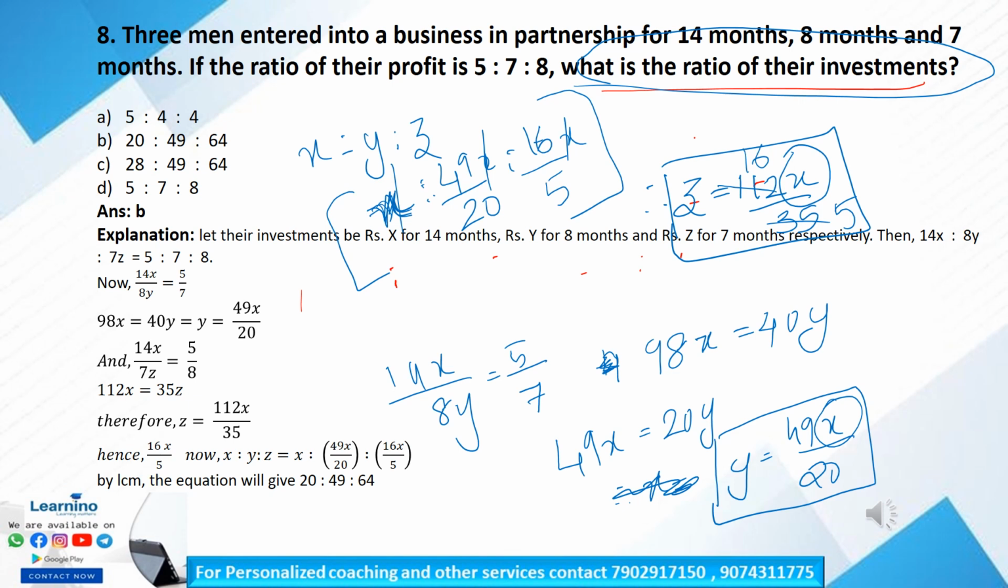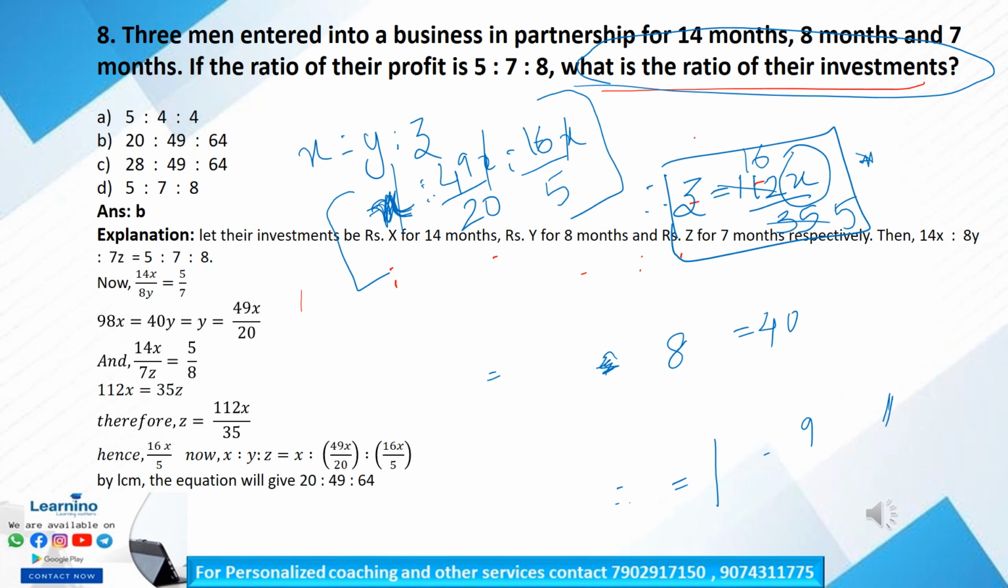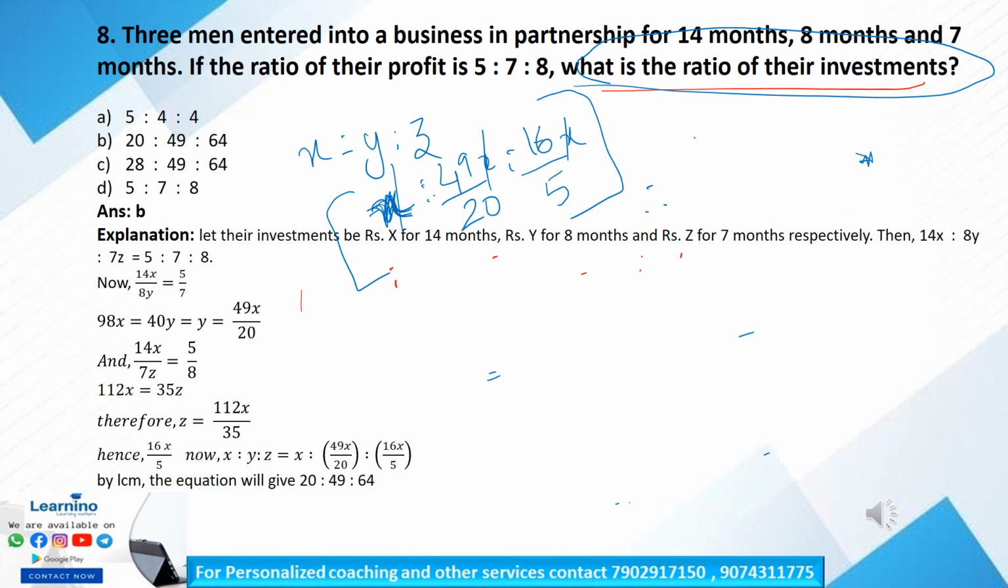That is why we have converted each term with respect to one letter, x. So x is x itself, y is equal to 49x by 20 and z is equal to 16x by 5. So that we can easily cancel each other and find the ratio of the investment. So we got x is to 49x by 20 is to 16x by 5 as 1 is to 49 by 20 is to 16 by 5.